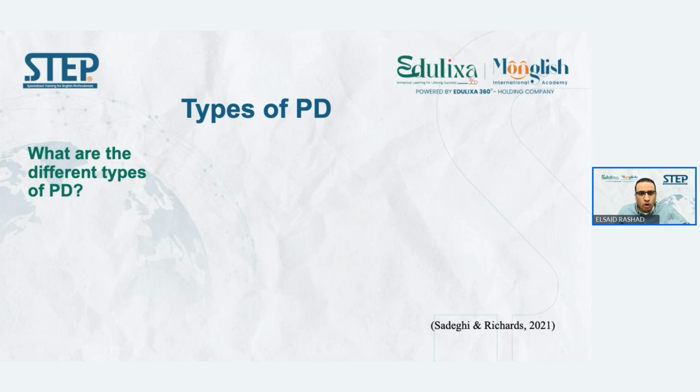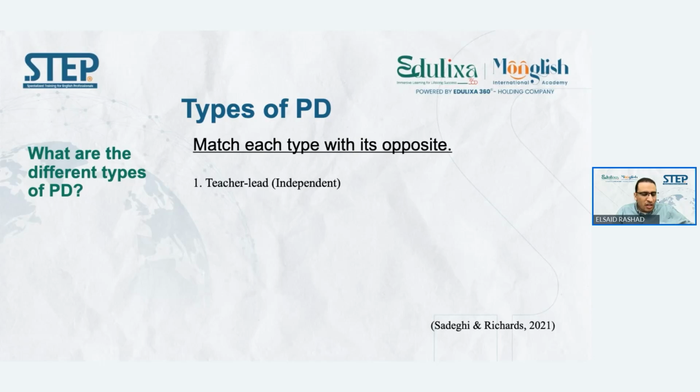Okay, guys, I'm going to show you 3 types of professional development, and you just need to match them to the other types. They're opposites. So the first type is, okay, please stop typing in the chat now. Just focus with me on the screen here. The first type is teacher-led. Teacher-led, which means independent. You are doing professional development activities by yourself. The second one is informal, like talks with the colleagues at work.